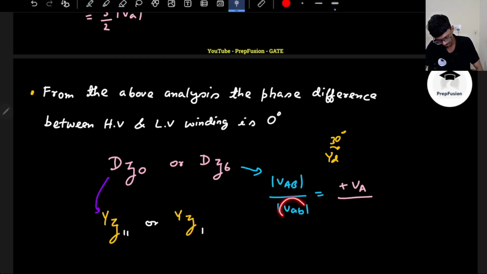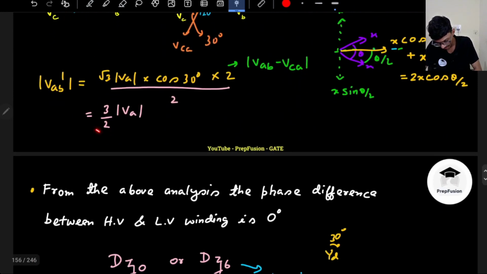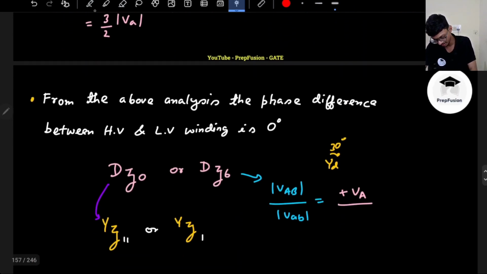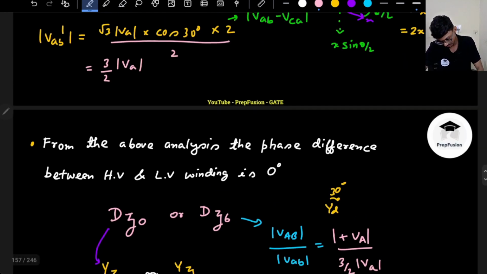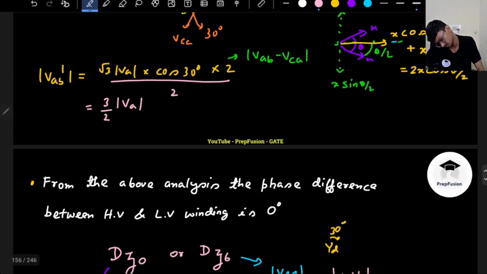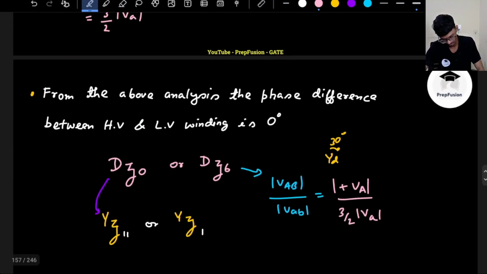And what is small VAB? Small VAB, we have just calculated, it is root 3 by 2 of magnitude of VA, sorry, small v. Am I correct here? Okay, this is correct only. Root 3 by 2 small v. Yes, this is correct.